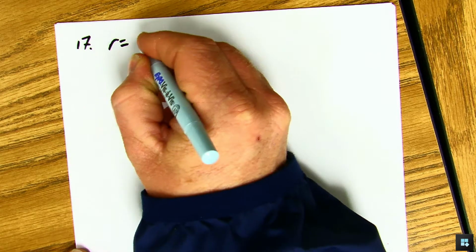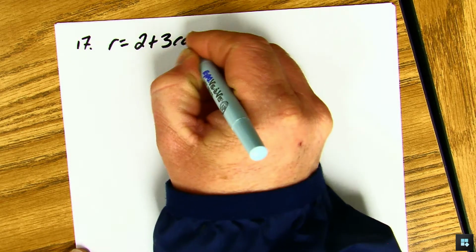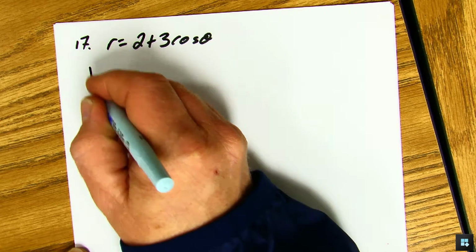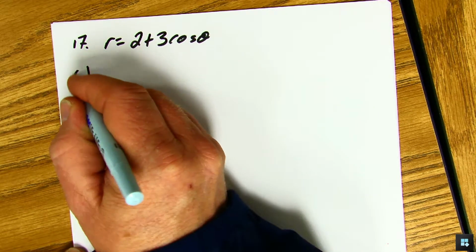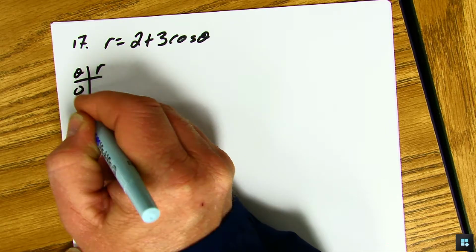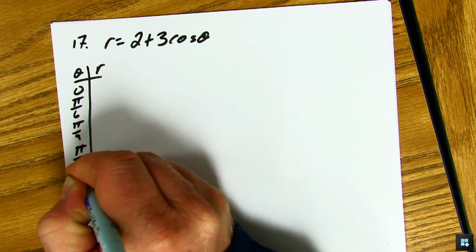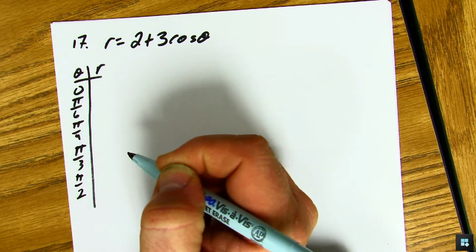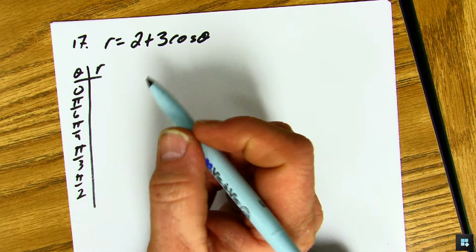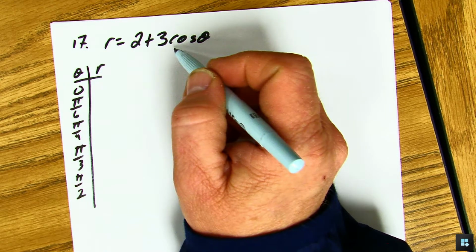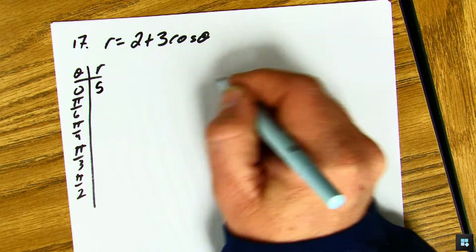All right, number 17. So 17 looks like this: r equals 2 plus 3 cosine theta, again from 0 to 2 pi. If I were you, I'd pull out my theta and my r's, going 0, pi over 6, pi over 4, pi over 3, pi over 2, and see if we can come up with an idea of what this thing's going to look like. Plug in a 0. Cosine of 0 is 1. 1 times 3 is 3, plus 2 is 5. So at 0, I'm at 5.